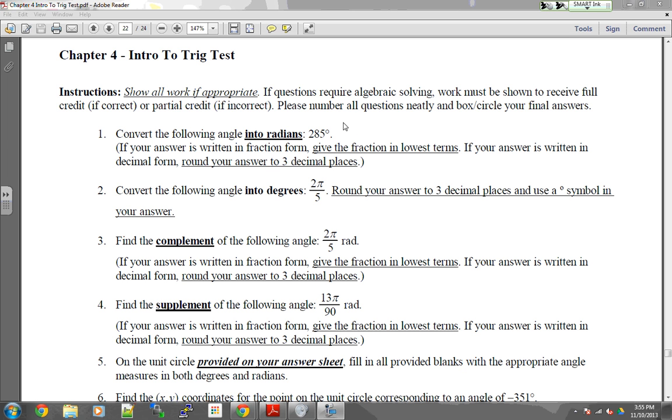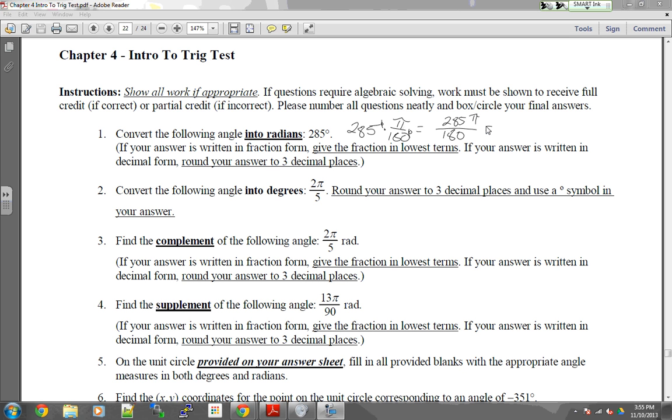Alright, so how do we convert from degrees to radians? Well, you take your degree measure and multiply it by pi over 180, because then you have degrees in the top and degrees in the bottom, which will cancel themselves out, making this 285 pi over 180. Now you simply reduce your fraction.